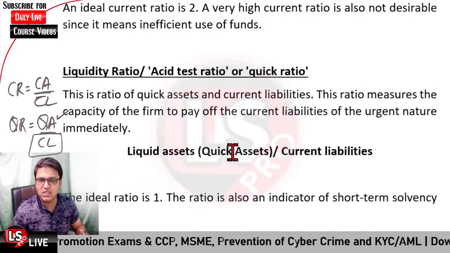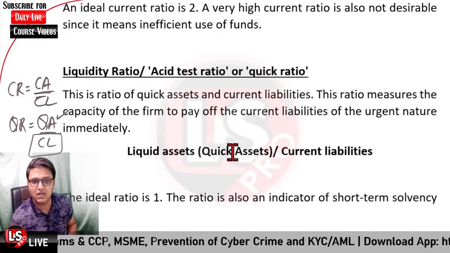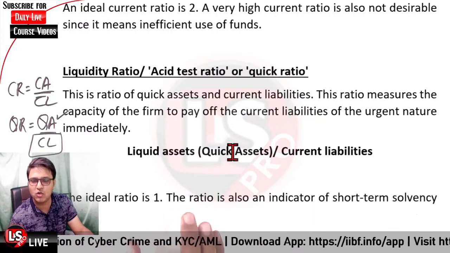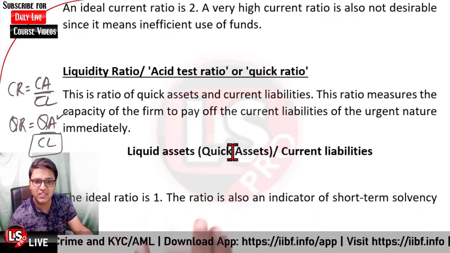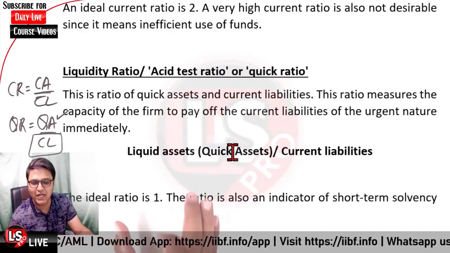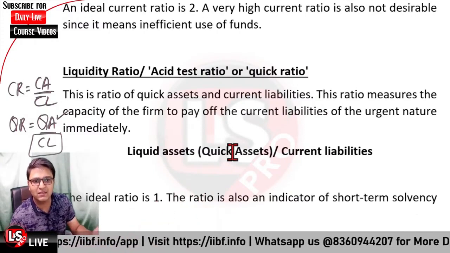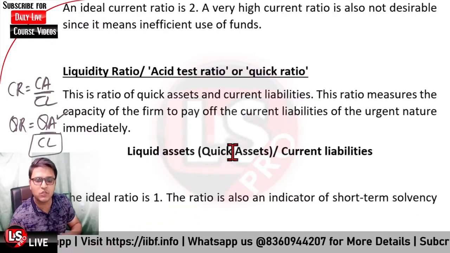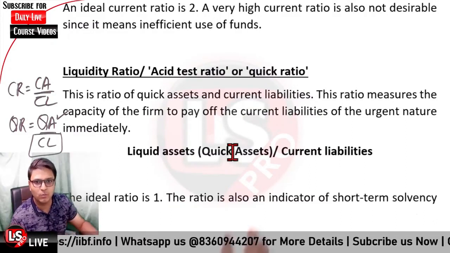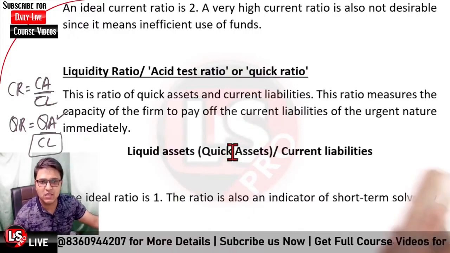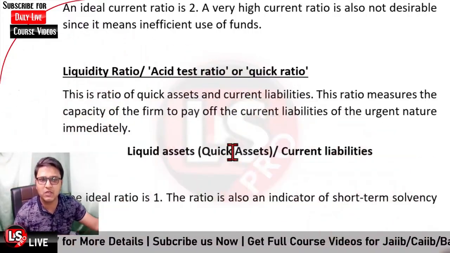So the ratio says quick assets divided by the current liabilities, and the ideal ratio for liquidity ratio or quick ratio or acid test ratio is 1. For the current ratio, the ideal ratio is 2, but for the quick ratio, the ideal ratio is 1. Okay, and this ratio is an indicator of the short-term solvency of the firm. So both the ratios are indicators of the short-term solvency of the firm itself. Just, quick ratio is a stringent form of the current ratio.